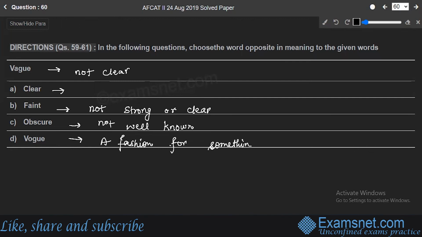It's a fashion statement, okay? So obviously the word which is opposite to the word vague, not clear, is clear. So these are the two antonyms. Option A is the correct answer to this question. Hope that's clear. Let's move to the next question.